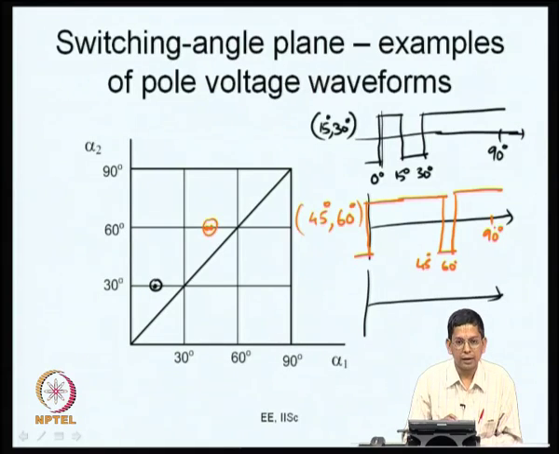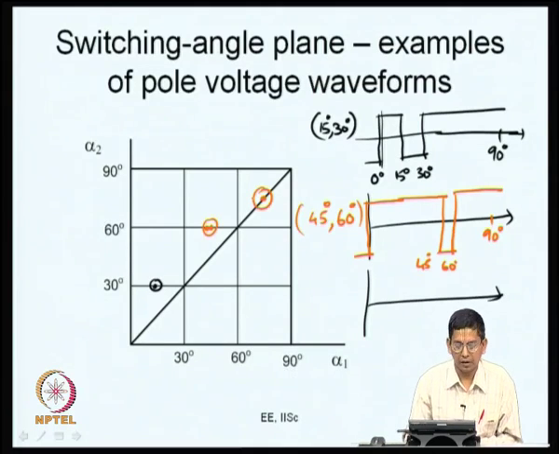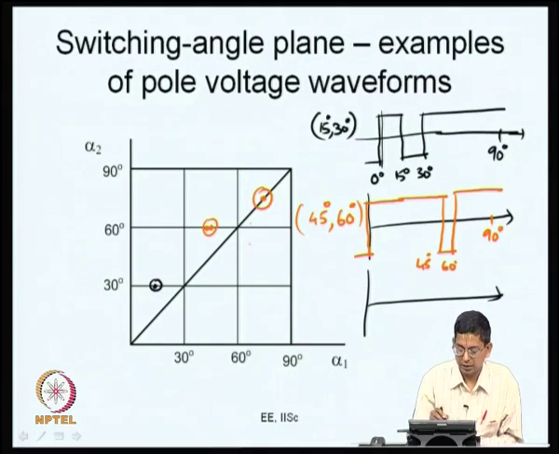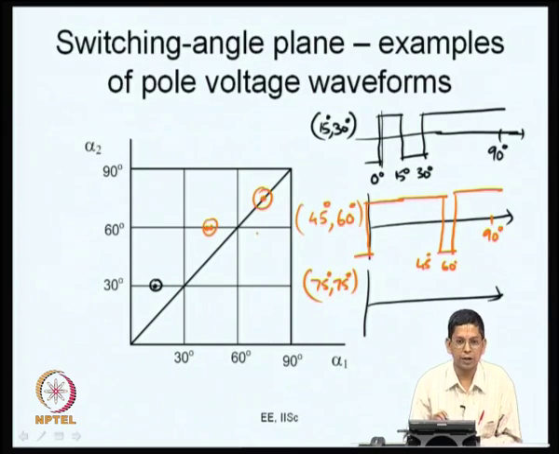Let me take yet another example. Let me say an example is here itself. This point is here. Let me call this point as C, or this is 75 comma 75. So, what is it that I am seeing? 75 comma 75, alpha 1 is at 75 degree, alpha 2 is also at 75 degree. That basically means there is no notch at all. So, this waveform is a square wave.